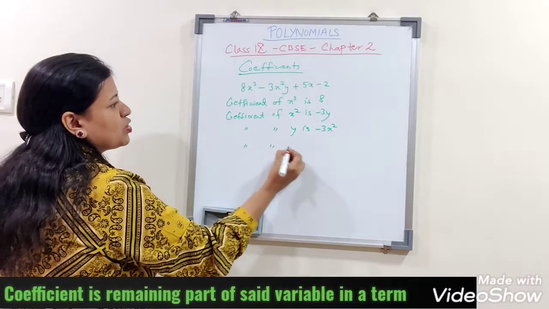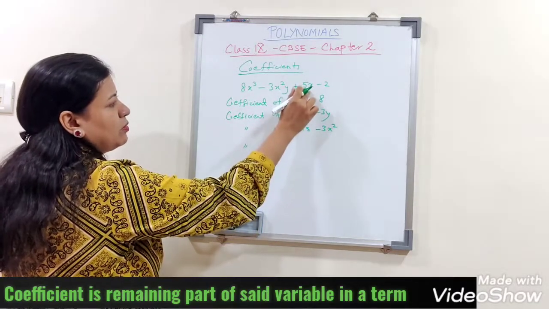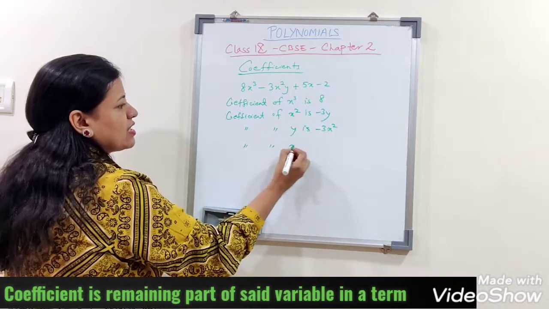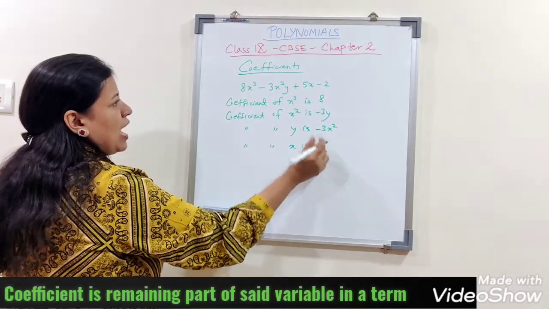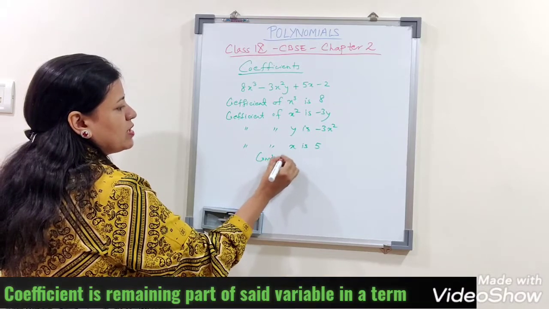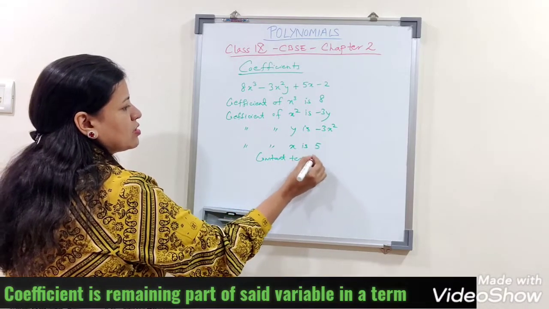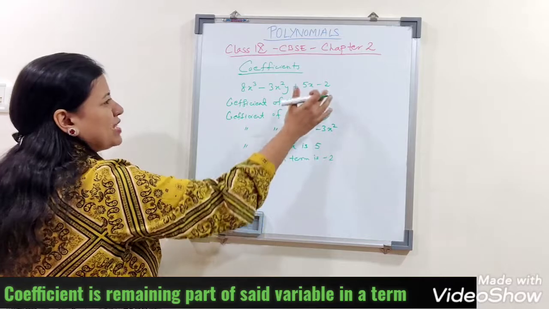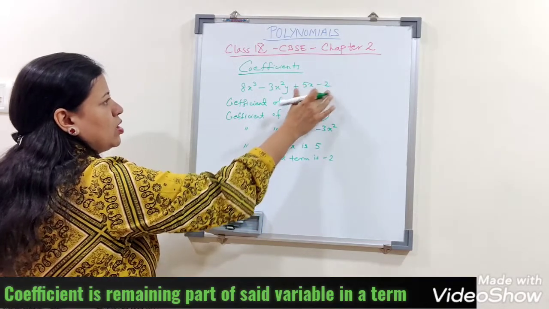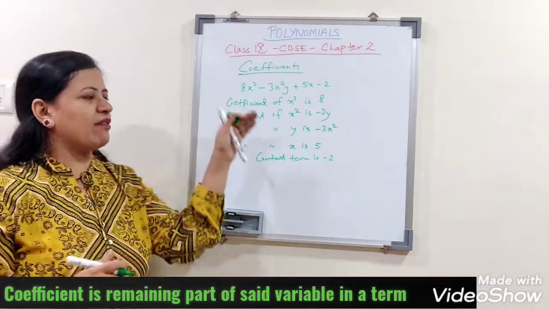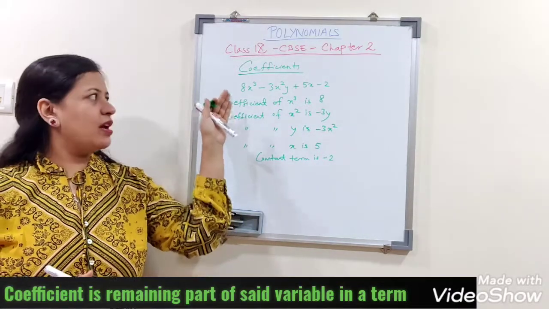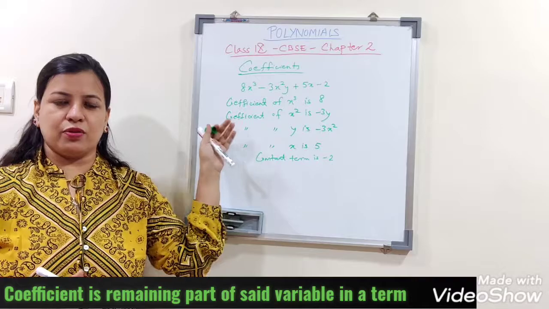And in this term, there is a variable x. So the coefficient of this variable x is 5, and the last term is a constant term. The constant term is minus 2. We don't write any coefficient over here because we don't have any variable involved in the last term. So for each of the terms we have to check one by one and find out the coefficients of the respective variables, right?